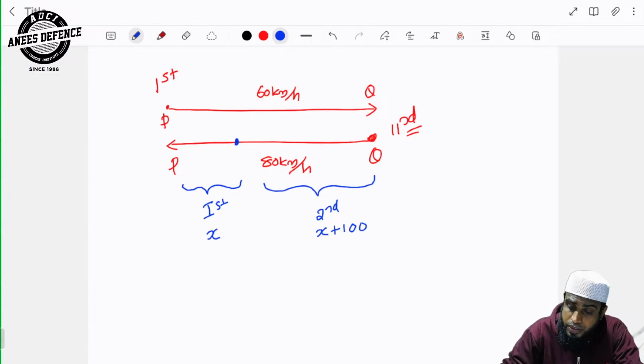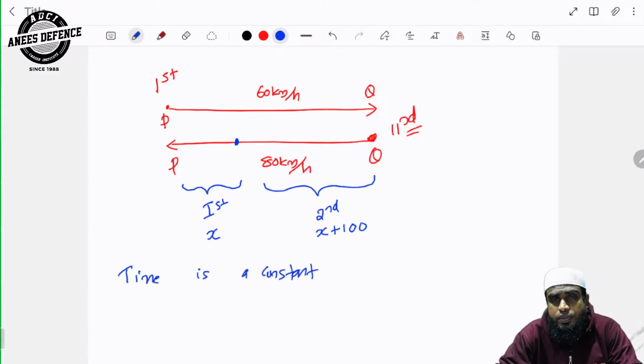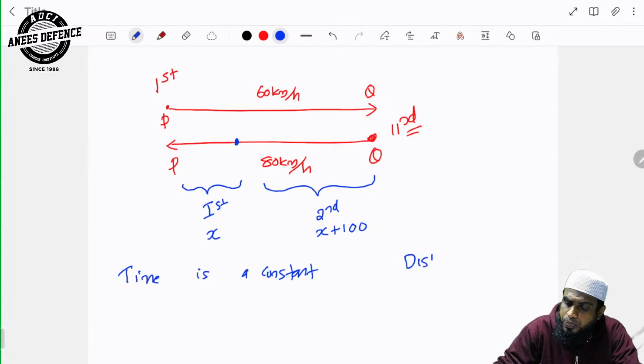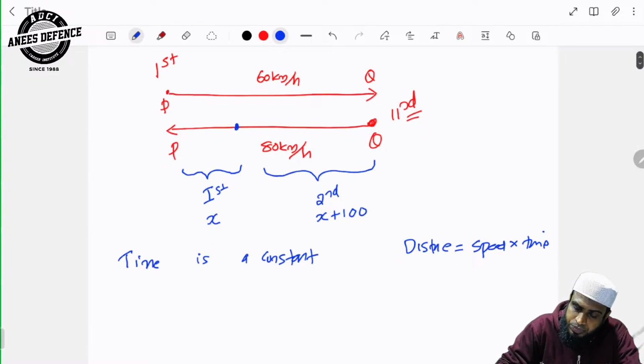So, here the time is a constant. The first person who is moving from P reaches at x. At the same time, the one from Q started and reaches at x plus 100. So, time is constant. What is the relation? Distance is equal to speed into time. Since time is a constant, you can write like this.